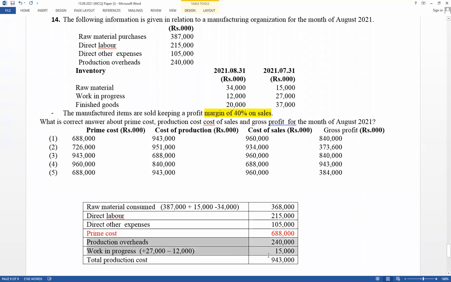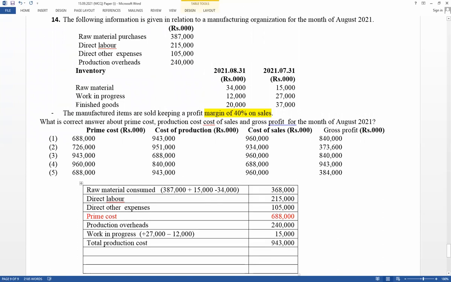Then adjust finished goods also, and the cost of sales can be calculated. It has given finished goods opening inventory of 37,000, as well as closing inventory. Total production cost should be included in the income statement under the cost of sales calculation. Then adjust finished goods: opening plus, closing inventory deduct. Therefore, here 17,000. Therefore, cost of sales is equal to 960,000. This is the cost value of sales.